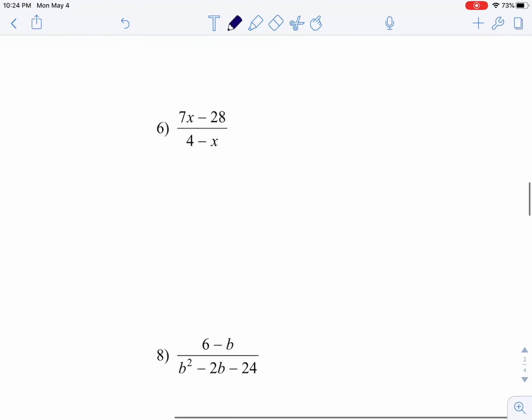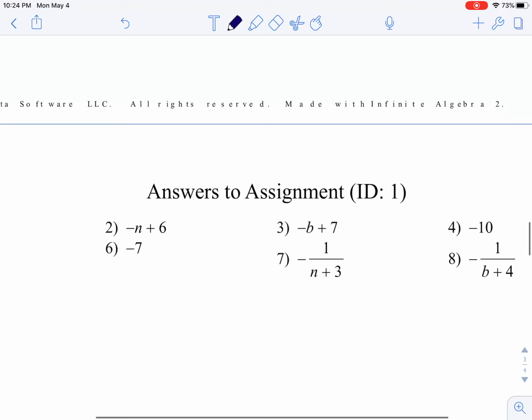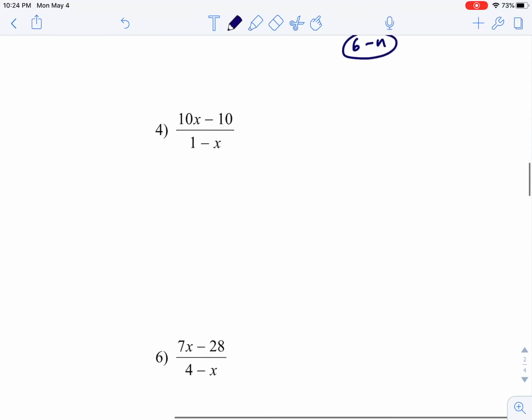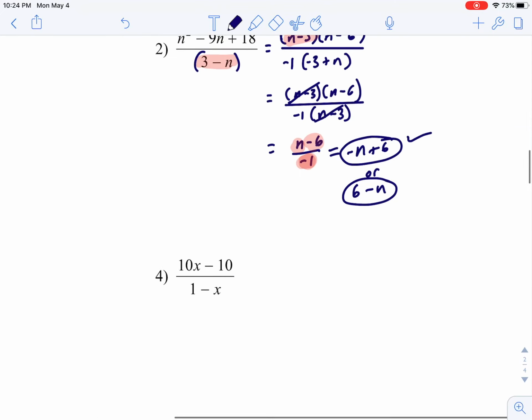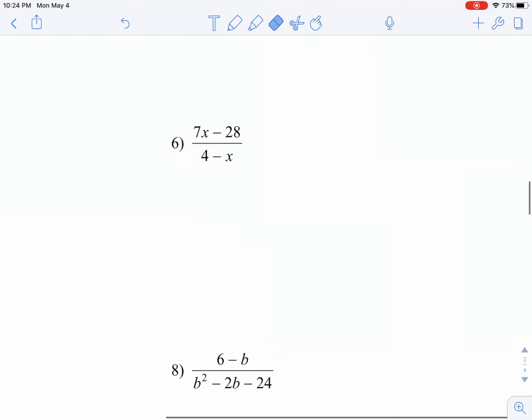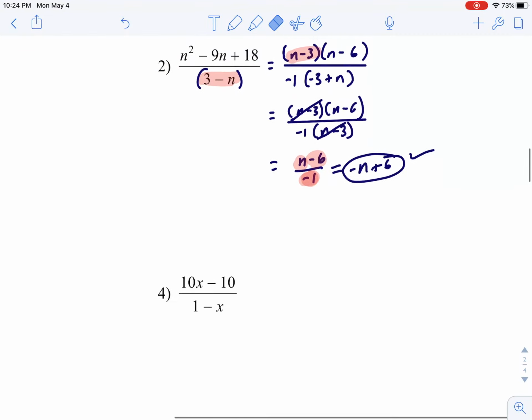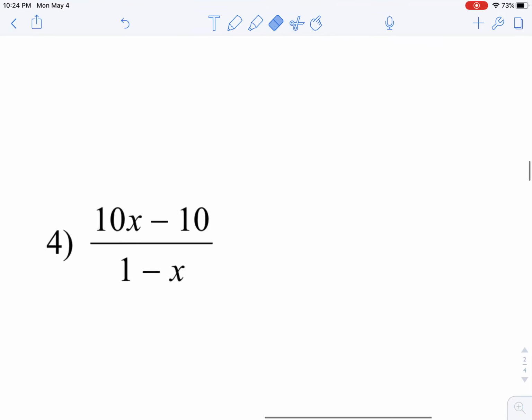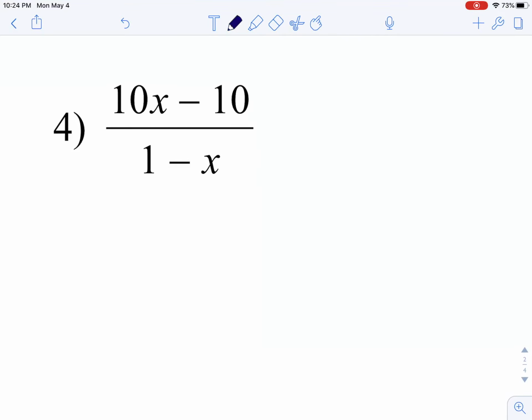Let me scroll down to number 2 and see if either one of those is the right answer. -n plus 6. So the first answer I got is the right answer. In fact, I won't confuse the issue. I'll just get rid of that. We'll call that good enough. If you didn't quite catch on, I got 3 more examples, and they're more or less going to work out the same way. So you just got to bear with me and see if you can catch on as I go.